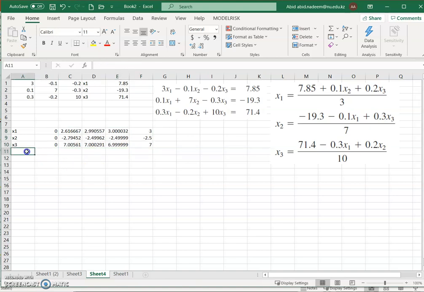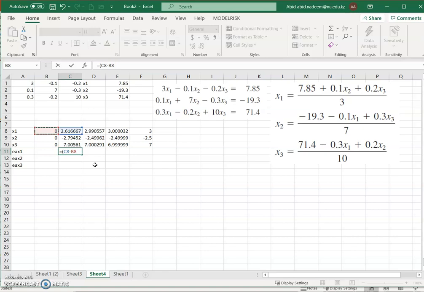So maybe we can find the relative approximate error: EA x1, EA x2, EA x3, the relative error. What is the relative error? For example, here the error is this value minus the previous value, divided by the current value, multiplied by 100. And we should take it in absolute terms, so I will put ABS, absolute.